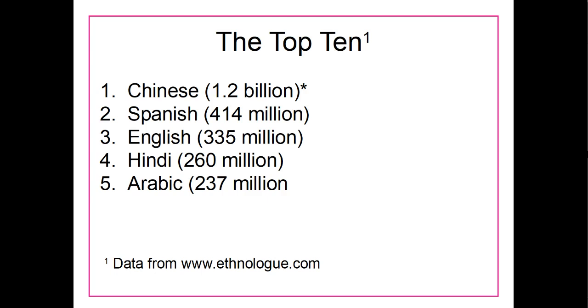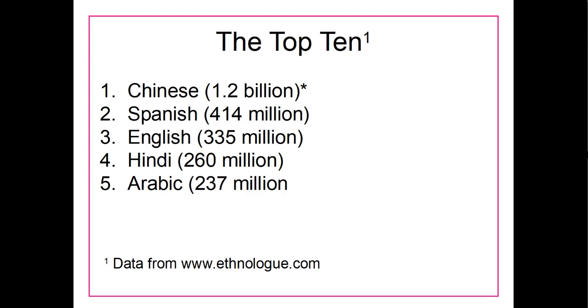Chinese has the asterisk because, as you may remember, we had that discussion about what exactly is the difference between a language and a dialect. The figure for Chinese here does include some of what some linguists might consider to be multiple dialects or multiple languages under the label of one language. So the figures here might consider Mandarin and Cantonese to be the same language, so that's where they get 1.2 billion.